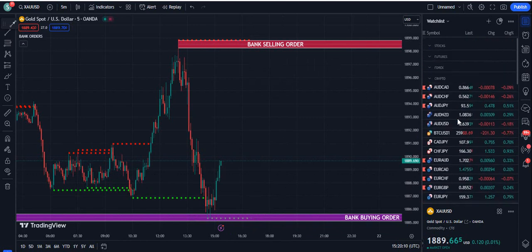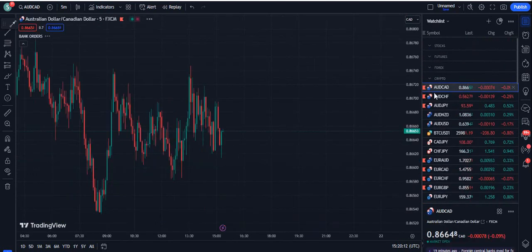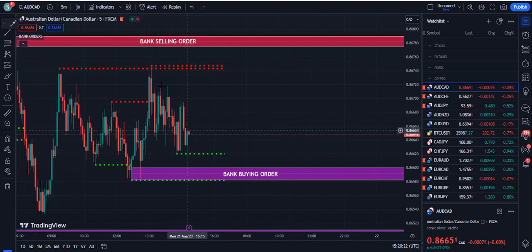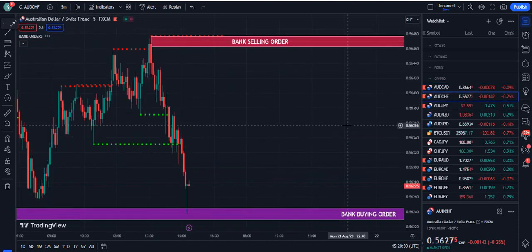Let me show you its performance on other things, like in forex. For example, on AUD CAD, you can see just 5 minutes ago we had a bullish candle from the green level, so it becomes your buying entry. Similarly, this is your selling zone, and this is a selling zone, and this is also your buying zone. This is how you need to trade using this indicator.